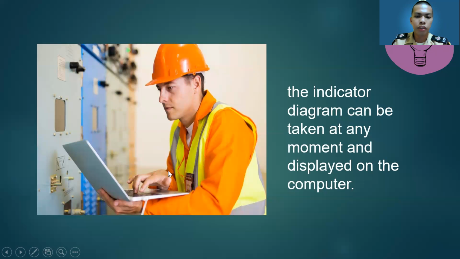A pressure transducer is mounted on the indicator cock and connected to the handheld unit, known as the data acquisition unit, with the help of which the indicator diagram can be taken at the moment and displayed on the computer. It is therefore very important to read these diagrams correctly, as they provide several details about the cylinder working pressure and loads.